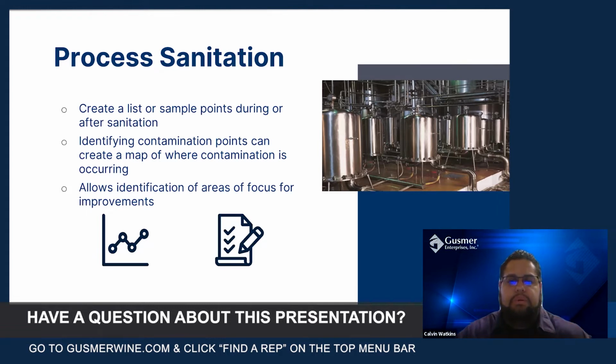Part of a proper process sanitation program is that you really want to create a list of sample points during or after sanitation. You want to check those using swabs or ATP, or collecting samples. Identifying contamination points can help you create a map of where the contamination is occurring. And then the identification of those contamination points will allow you to focus on those points and implement improvements in the program.